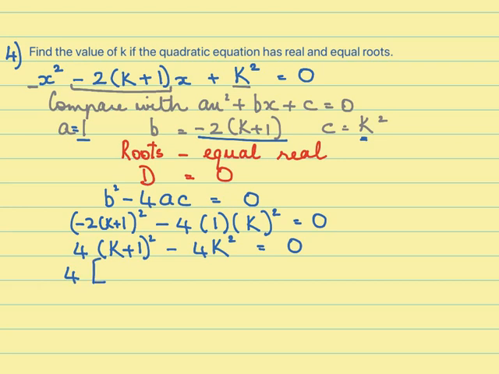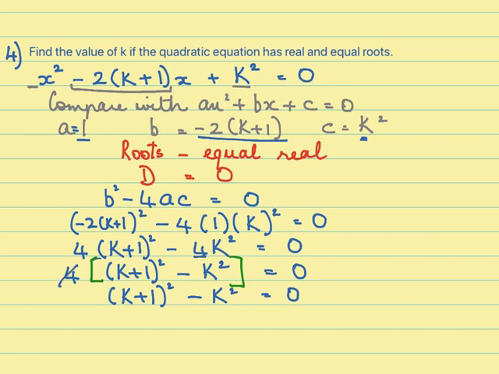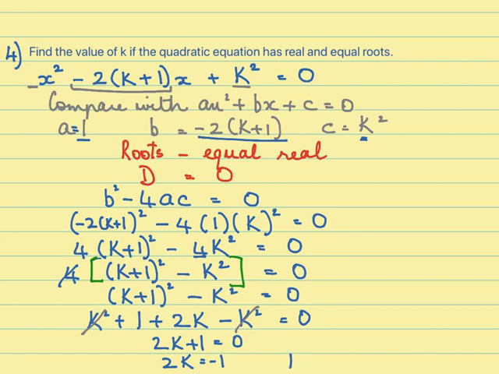We take 4 common out. So when we take 4 common out, what remains is k plus 1 the whole square. Now 4 is taken common out, so only k square will remain here, equals to 0. Now we ignore the 4 because we've taken it common out. So k plus 1 the whole square minus k square equal to 0. Now we open the bracket. a plus b the whole square is a square plus b square plus 2ab, minus k square equals 0. This cancels out. So now we have 2k plus 1 equals to 0, 2k equal to minus 1, and then k equal to minus 1 by 2. So this is our answer.